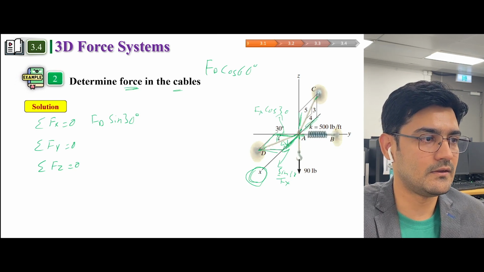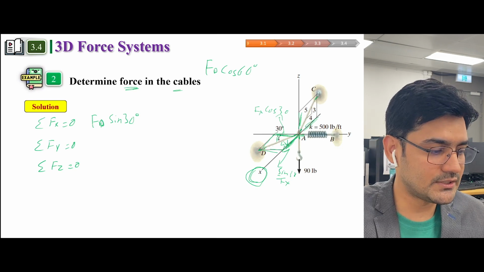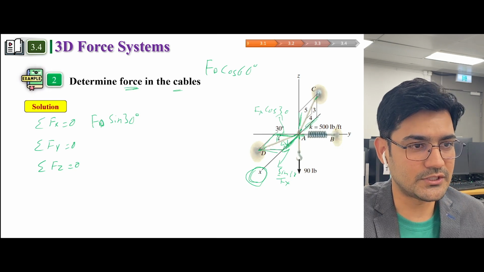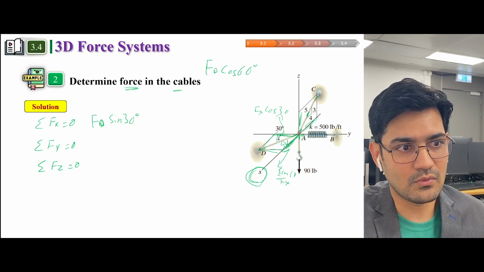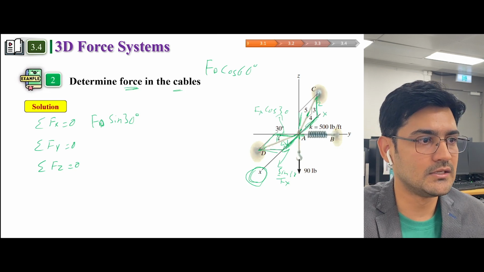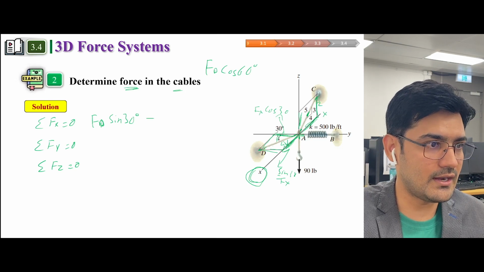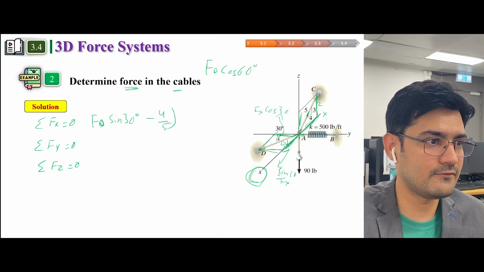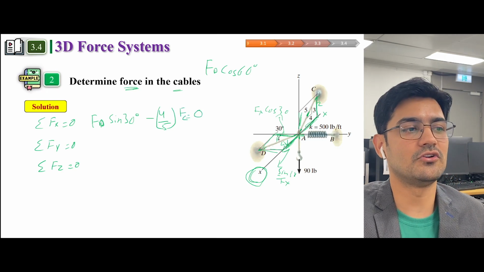But for now, I've written f of d sine of 30, and there is another force which is on the x-axis. I see this has one component and 2 components. So it's one component on x-axis and another component is on z-axis. So using this 3, 4, 5, we can write minus 4 over 5 into f of c is equal to 0. So this is the horizontal component force.